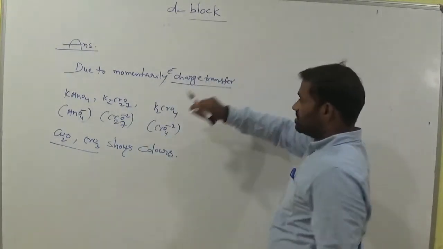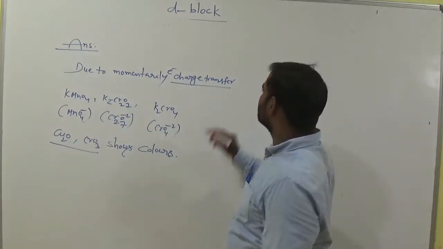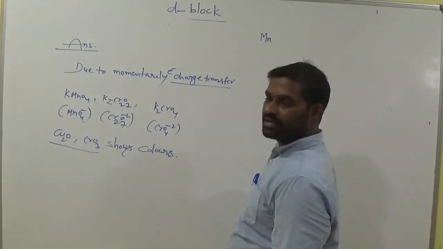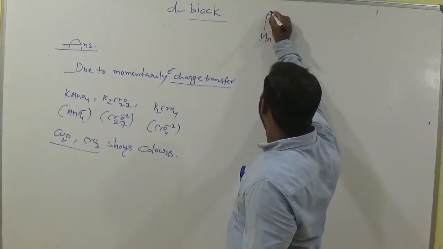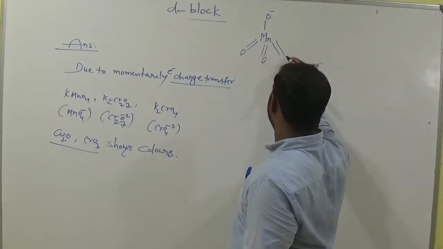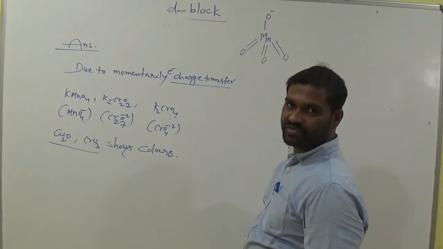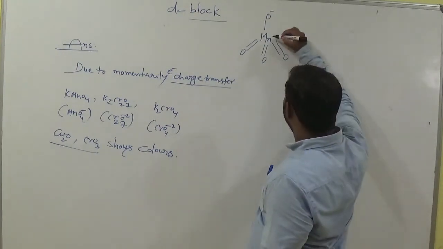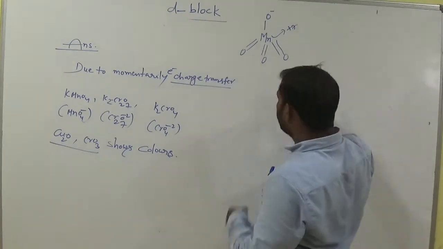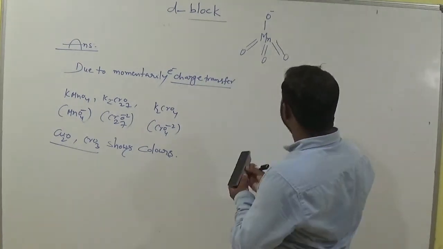So what is charge transfer here? Let's see. Take MnO4 minus. What is the structure of MnO4 minus? This is the central atom Mn. This is oxygen with minus 1. The remaining 3 oxygens have double bonds. This is the structure of MnO4 minus. Okay. So what is the oxidation state of this manganese? Clearly you know, plus 7. Am I right? Plus 7.